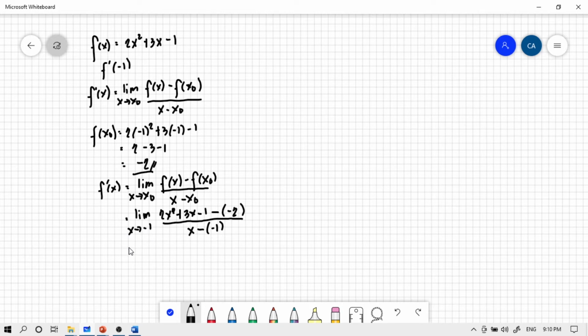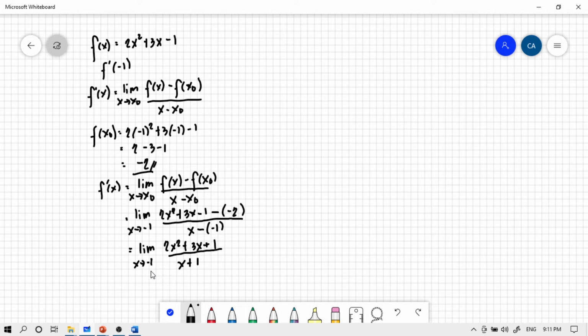Simplify. We have the limit of 2x squared plus 3x minus 1 plus 2 equals plus 1. Divided by x minus negative 1 is plus 1 as x approaches negative 1.